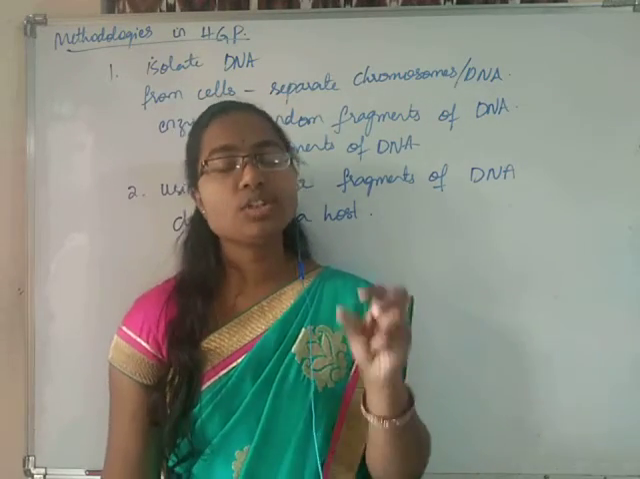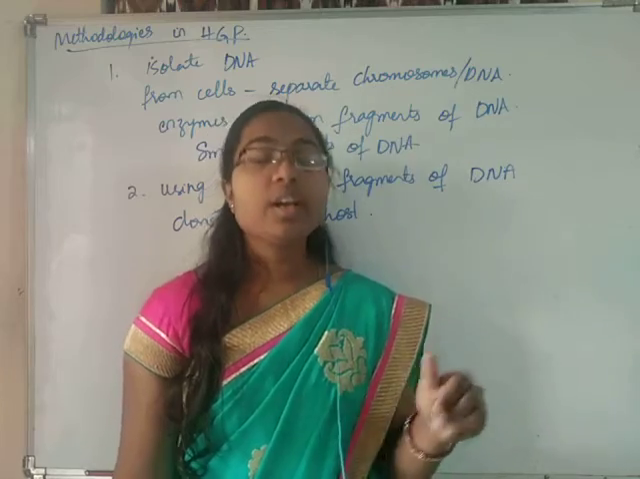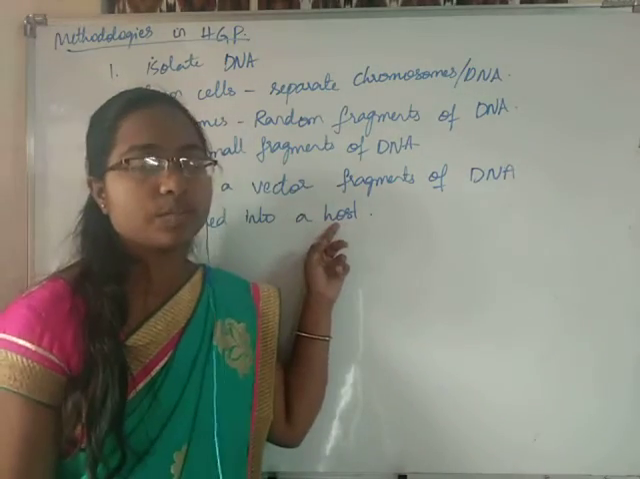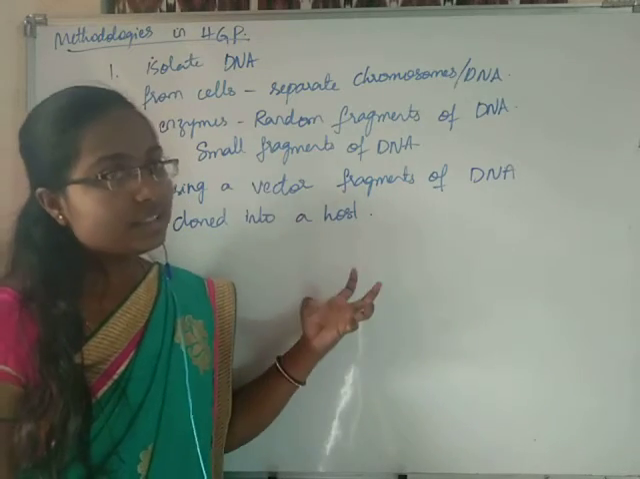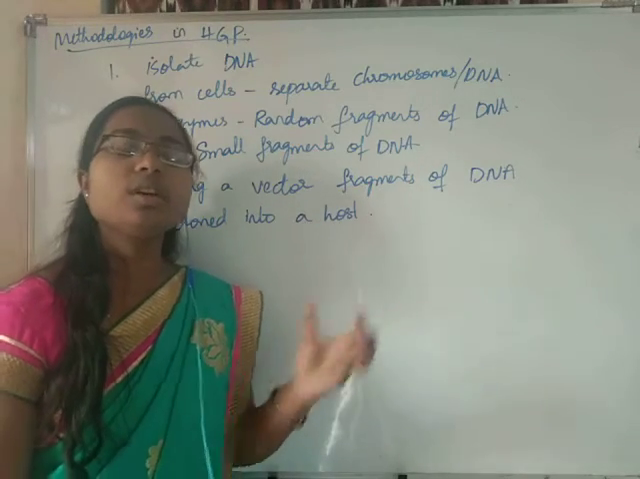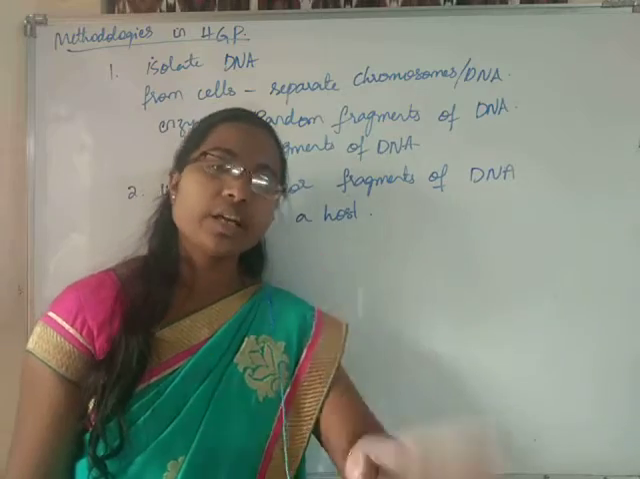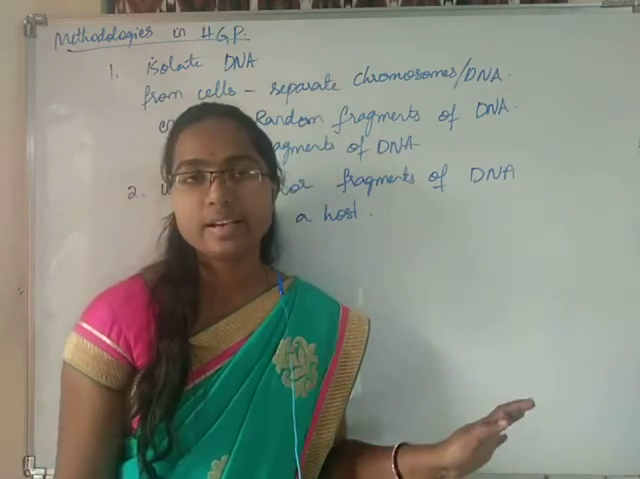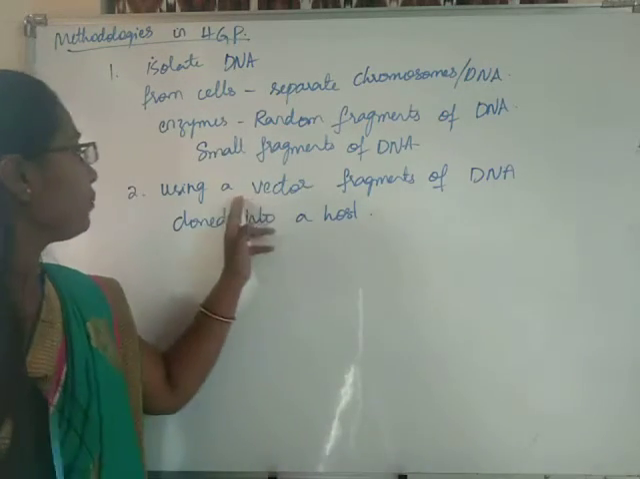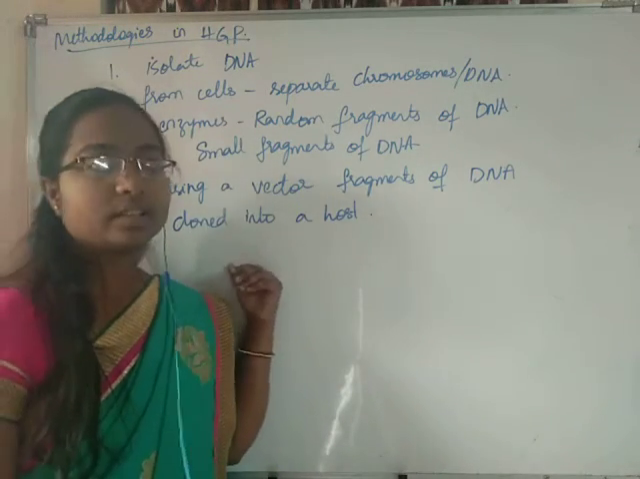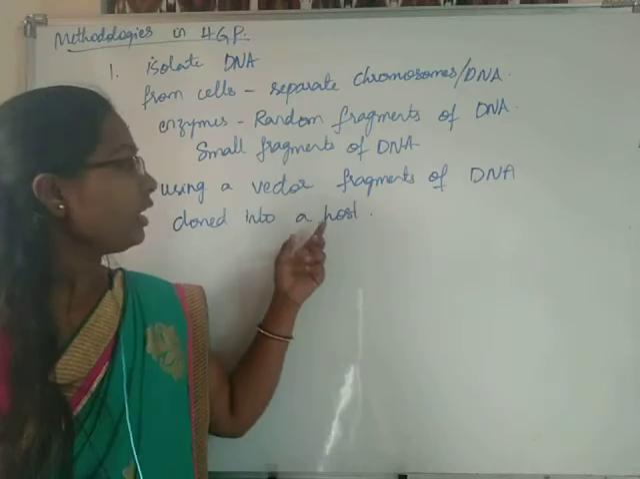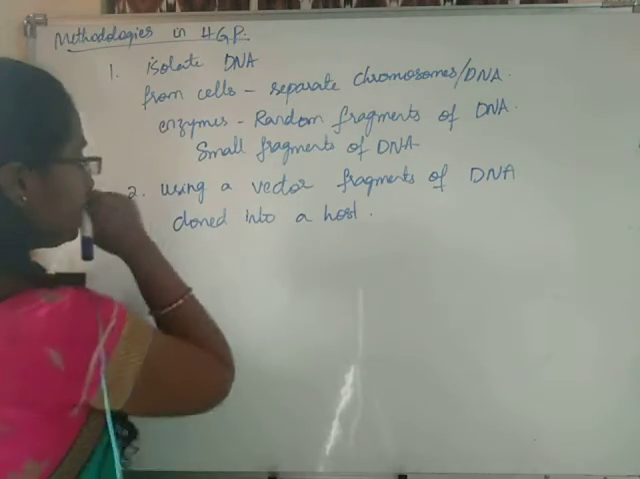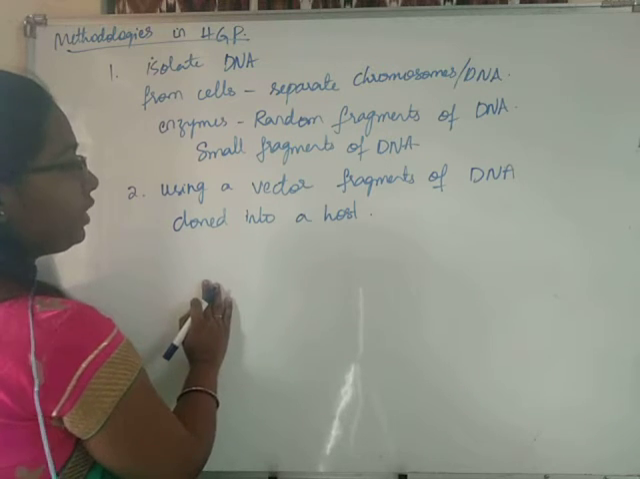into a suitable host. Vectors carry these fragments of DNA into a suitable host. These vectors go, take this DNA and enter into the host. They will join the small fragments of DNA to the host DNA. That is cloning. Adding the required fragment of DNA to the host DNA using vectors is called cloning.